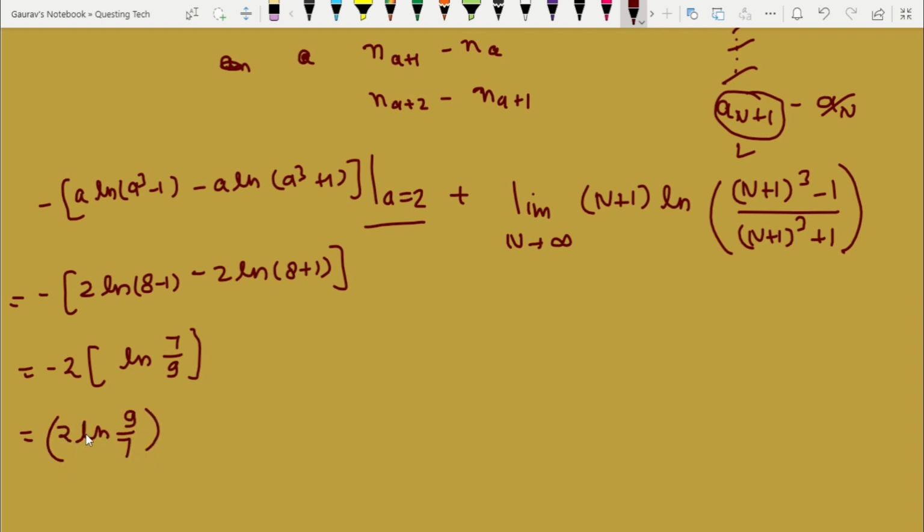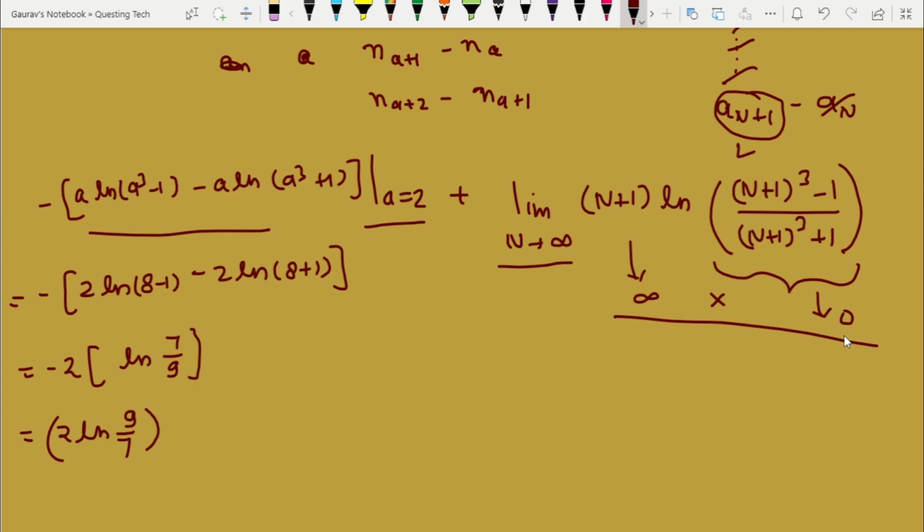So we calculated this part, and for this part n is going to be infinity, and we can say that this number at infinity is going to be 1 at least. If this number is 1 and ln of 1 is 0, and this n plus 1 is infinity multiplied by 0.